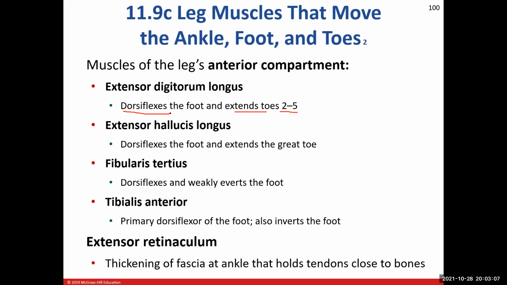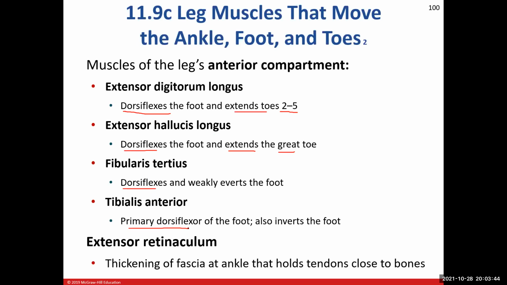All right, extensor hallucis longus. What we call the big toe is the hallux. So extensor hallucis longus is going to extend the big toe, and again, it's going to dorsiflex the foot. Pretty much everything in the anterior compartment is going to undergo dorsiflexion. Fibularis tertius and tibialis anterior, they're going to be dorsiflexors. In fact, your tibialis anterior is going to be doing the primary movement for dorsiflexion.